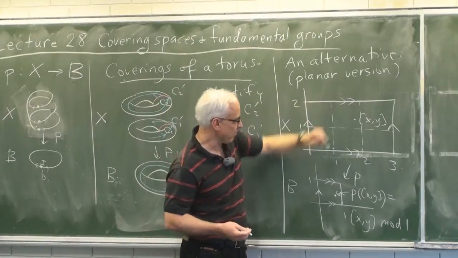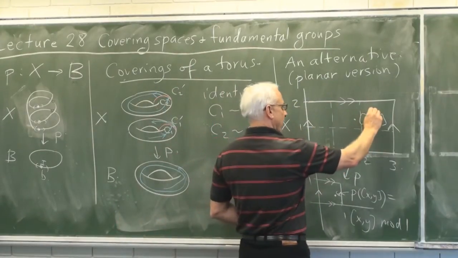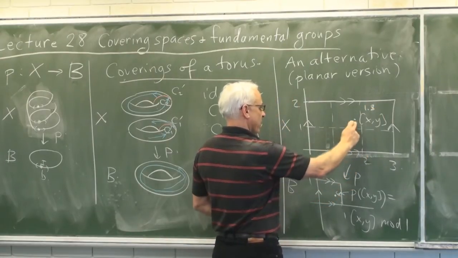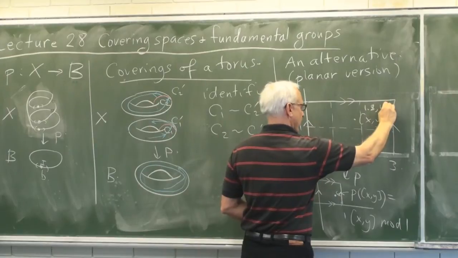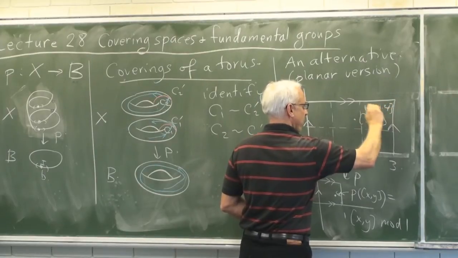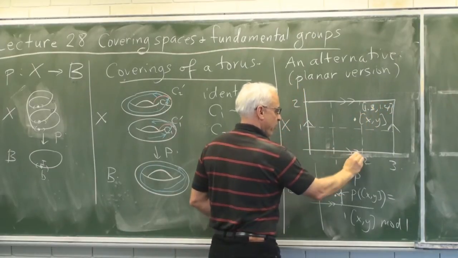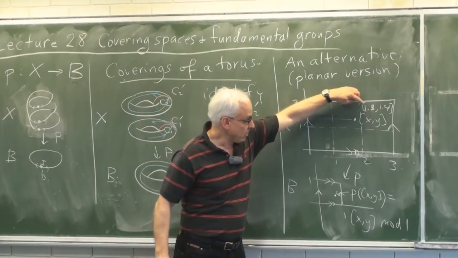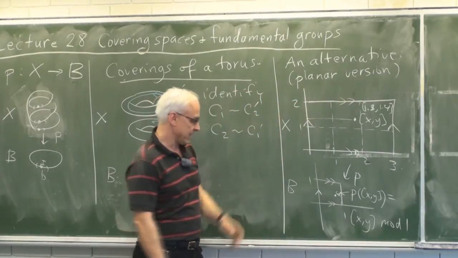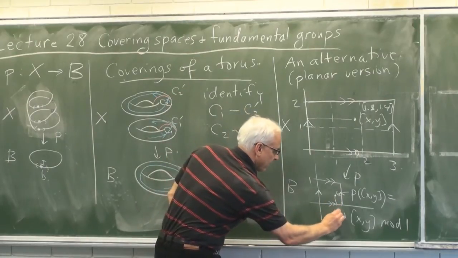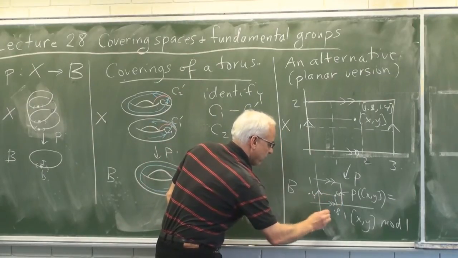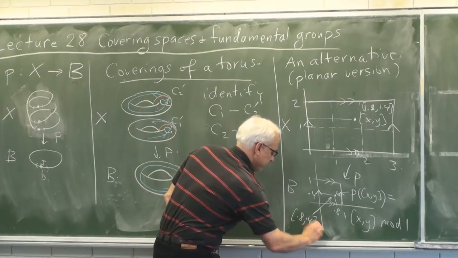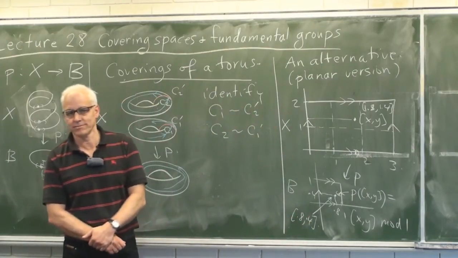So this one here, for example, might be in this picture 1.8 and 1.3, or maybe 1.4. Okay, 1.8, 1.3. And then that would get sent to, we just ignore the integral part, so it would get sent to 0.8, 0.4. 0.8, 0.4. That's the map.